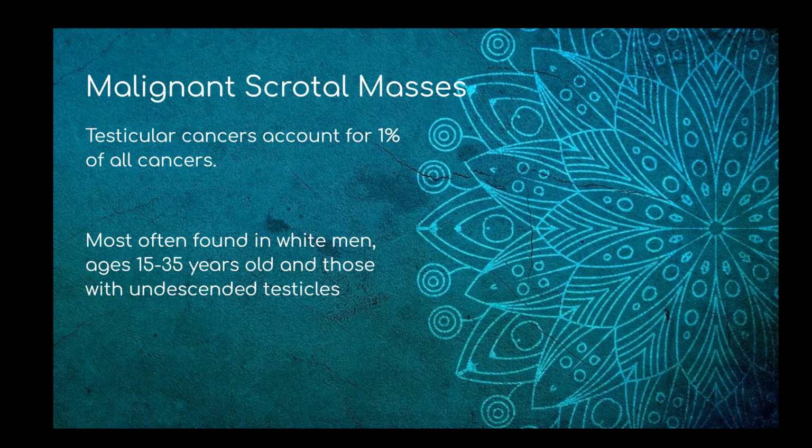So let's talk a little bit more then about malignant scrotal masses. Malignant scrotal masses are pretty rare as a whole. They account for only 1% of all cancers. So they're not super common cancers that people develop. What's kind of sad about them though is that the population that's most affected by malignant scrotal masses are going to be younger males between 15 and 35. And they're typically white males and have a history of an undescended testicle.